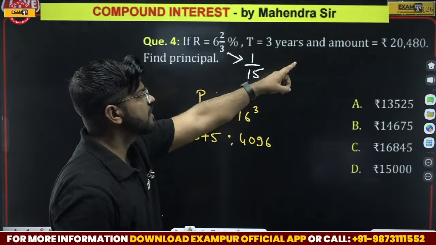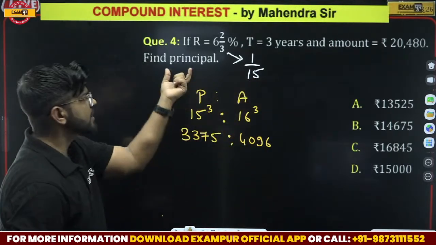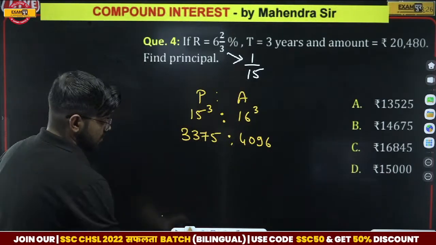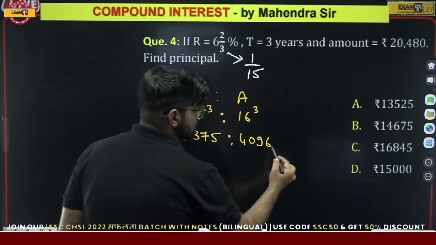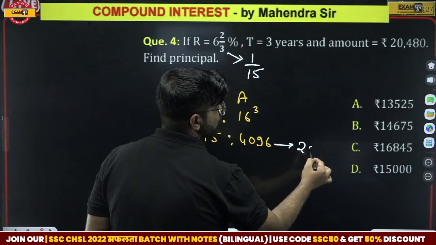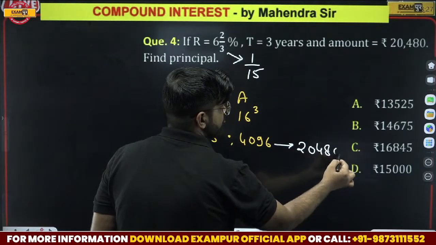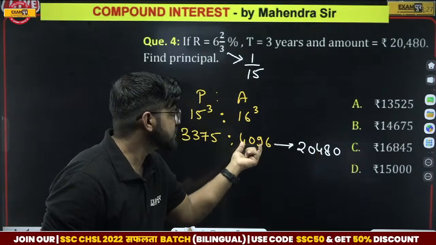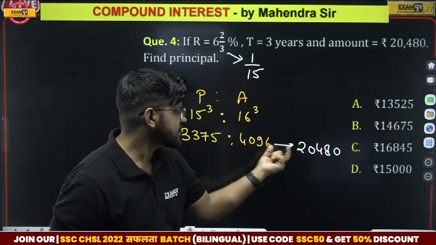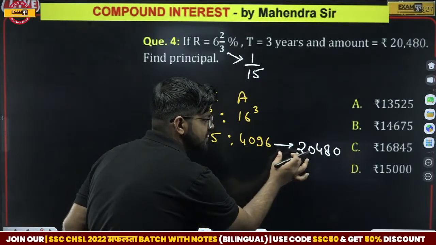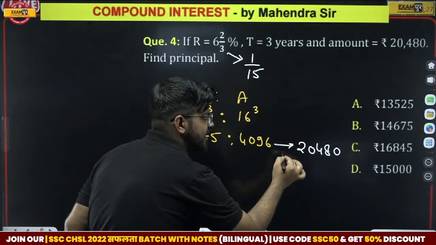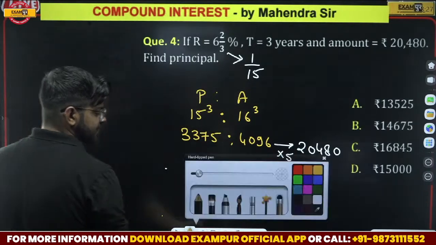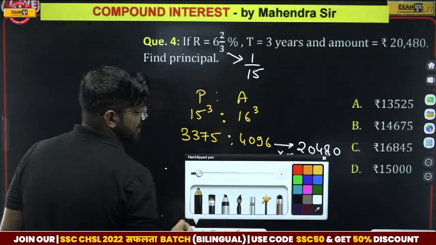Now amount is given. We can directly compare with amount, and whatever the multiplying factor we get, we just multiply it to find the principal. Okay, let's solve it. So now this is equal to 20480. How we can correlate it? This is just half of this, and multiply by 10. So 10 by 2, that means 5. Multiplying factor is 5. You can directly say that multiplying factor is 5.